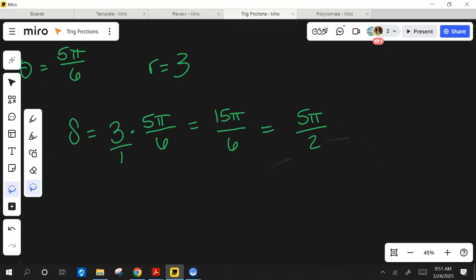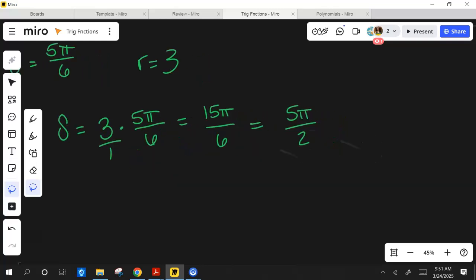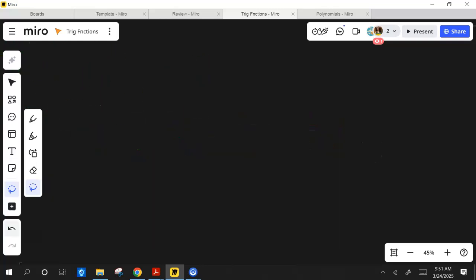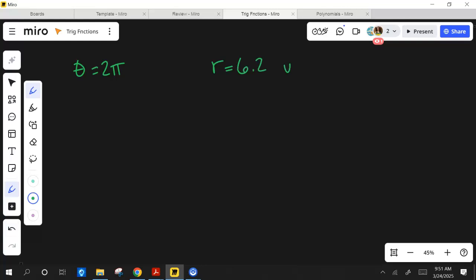Let's do another one in radians. What if your theta is 2 pi and your radius is 6.2, and I'm going to give this some units. I'm going to say 6.2 yards. So if theta is 2 pi, and my radius is 6.2 yards, what is my arc length?